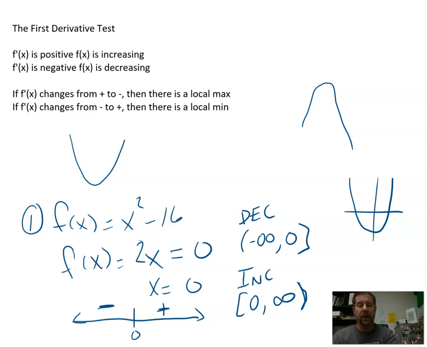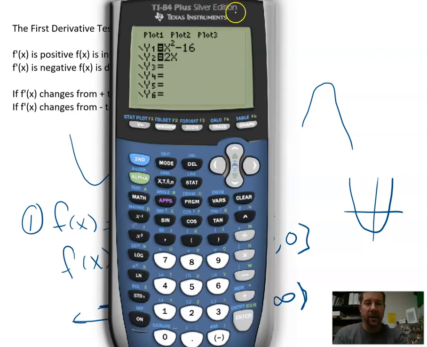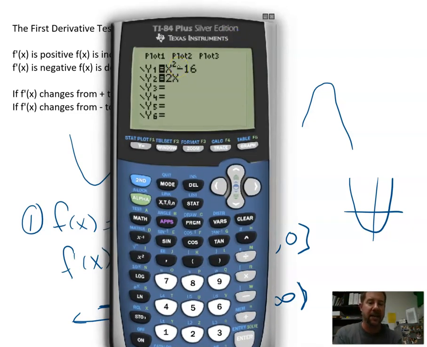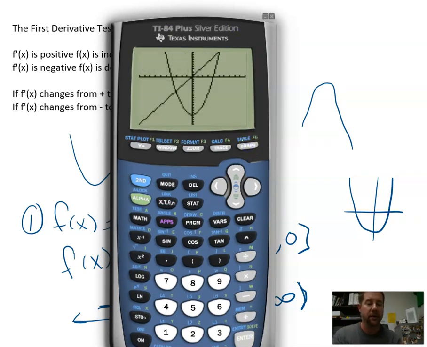All right, let me just show you something on the calculator. Okay, I've plugged our two equations in, f of x, x squared minus 16, and its derivative 2x. We want to look at these graphs superimposed upon each other. And there they are. Again, we can see the relationship between these two things. When the derivative is negative, f is decreasing. When the derivative is positive, f of x is increasing. And when it changes from negative to positive, we have that relative minimum value right there. That's what we're showing with all of our algebraic work.